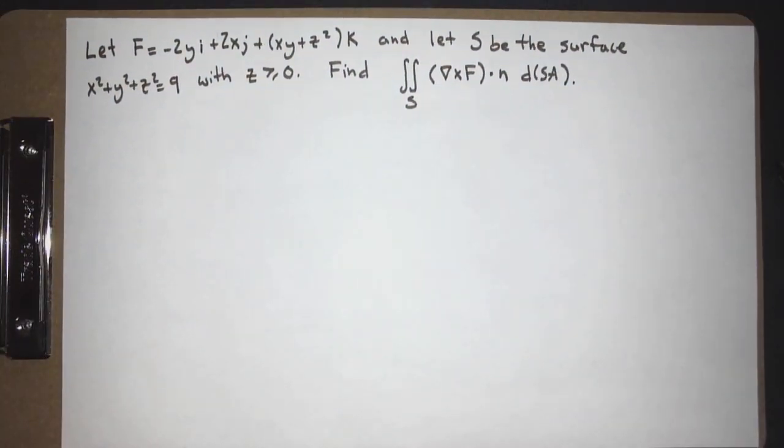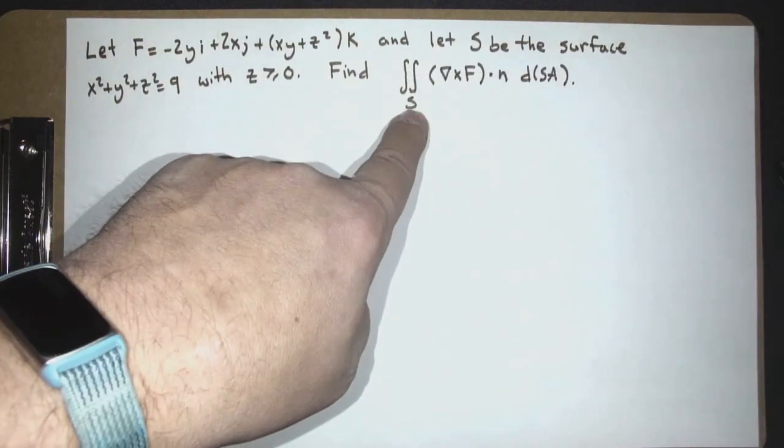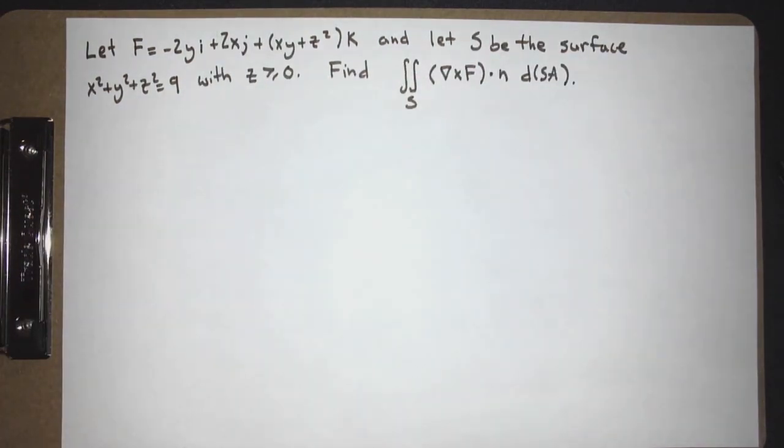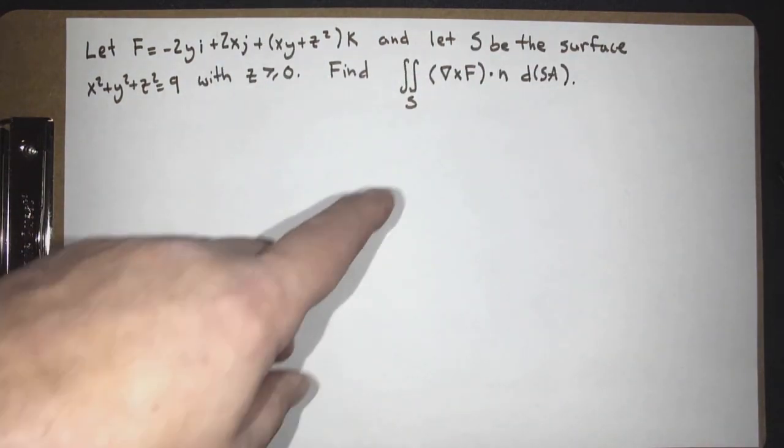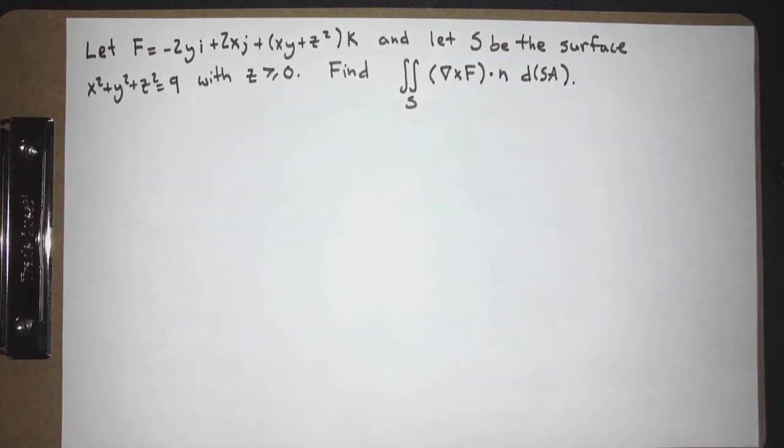So, let f be minus 2y i plus 2x j plus xy plus z squared k, and let S be the surface x squared plus y squared plus z squared equals 9 with z greater than or equal to 0. Find the integral over the surface S, of this, whatever this means, dot n dS.